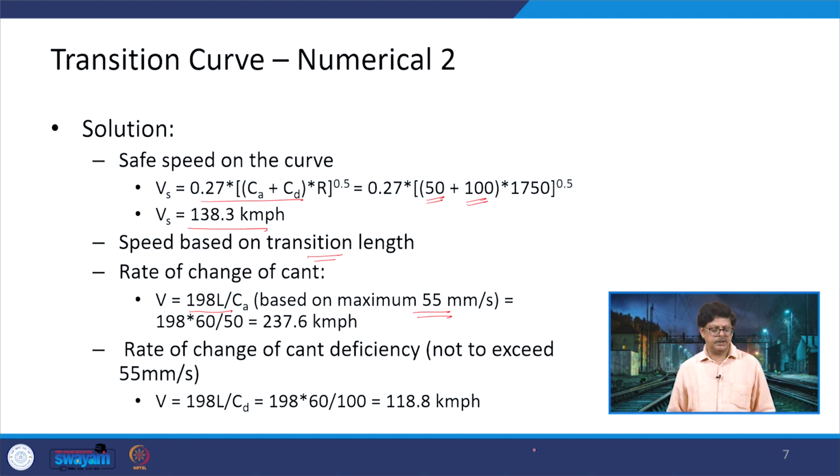So, when we talk about L, at that time we were calculating it. So, it was L is equal to V divided by 198 Ca into Ca. So, using this we get the speed here as 237.6 kilometers per hour. If we use the rate of change of cant deficiency, again not exceeding 65 mm, so, deficiency we are talking as 100, taking the length as 60 meters and using the same formula, what we get is 118.8 kilometers per hour.